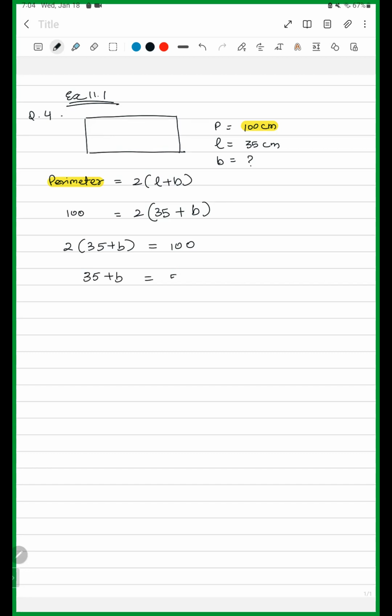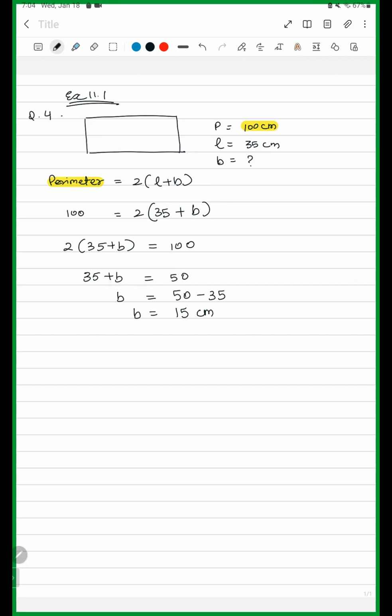Then 50 minus 35. So what does it become? B is equal to 15. 15 what? Centimeters. B is what? Breadth, yeah. So we have found the breadth.